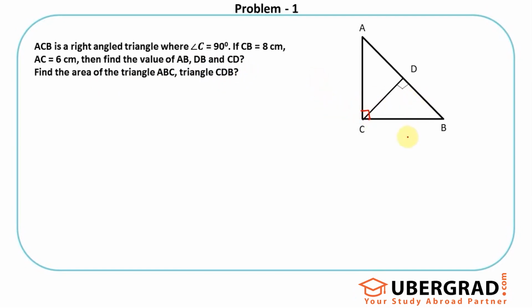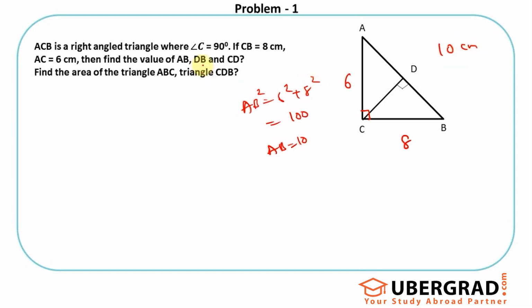CB is given as 8 and AC is given as 6. Find the value of AB. So I know AB in this triangle is the hypotenuse, right? So AB square should be equal to 6 square plus 8 square. So 36 plus 64 is 100. So AB is 10. So I know AB is 10 centimeters.